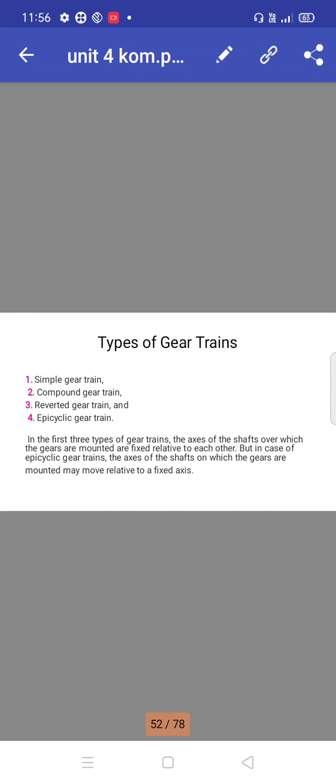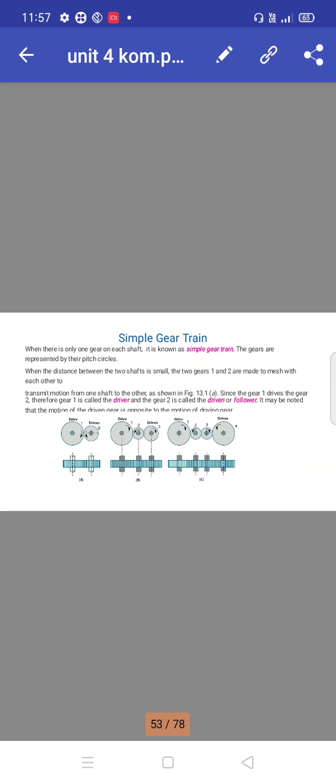Types of gear trains are: simple gear train, compound gear train, reverted gear train and epicyclic gear train. In the first three types of gear trains, the axes of the shafts over which gears are mounted are fixed relative to each other. But in the case of epicyclic gear trains, the axes of the shafts on which the gears are mounted may move relative to a fixed axis.